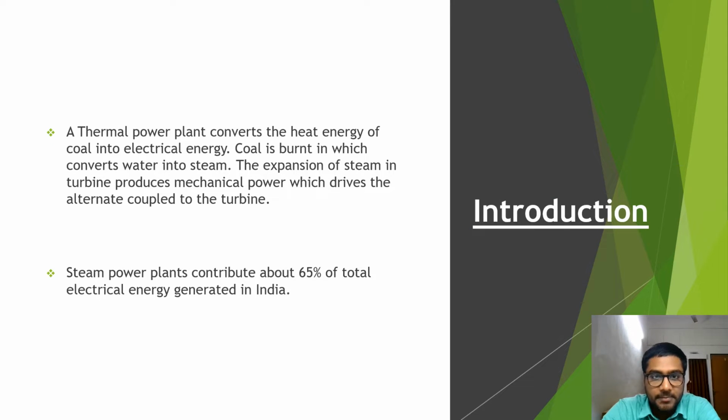So a thermal power plant converts the heat energy of coal into electrical energy. What it does actually is that coal is burned and it is converted into steam through the heating of the water, and the steam rotates the turbine and it converts the mechanical energy into electrical energy. And the coal power plant, or like I said, the thermal power plant, is contributing 65% of the total electrical energy used in India.